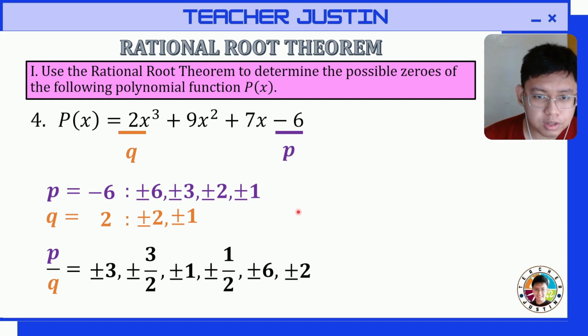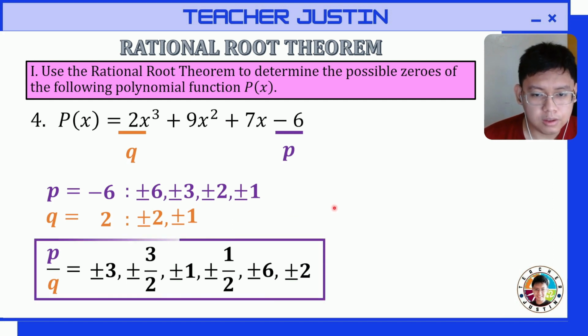So, our possible zeros will be the following. Positive negative 3, positive negative 3 over 2, positive negative 1, positive negative 1 half, positive negative 6, and positive negative 2. And that's it.